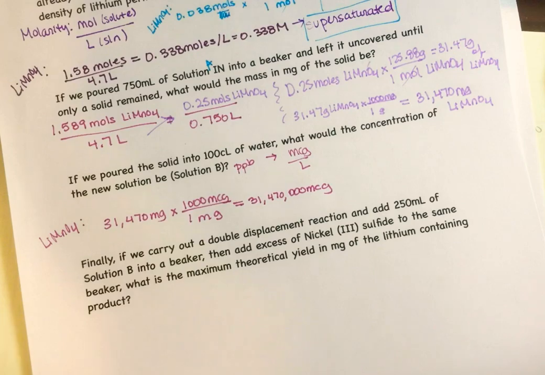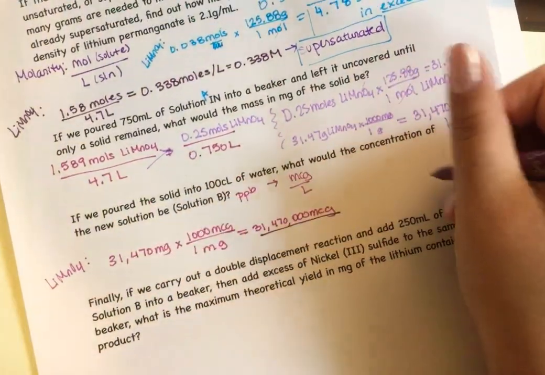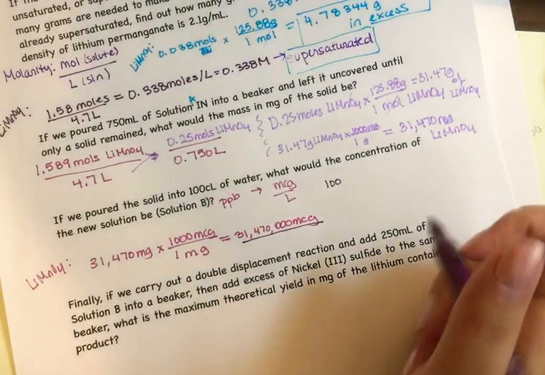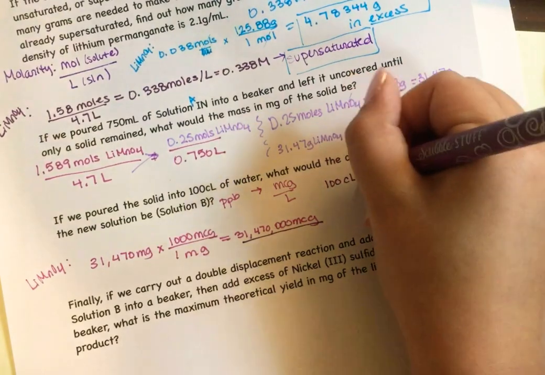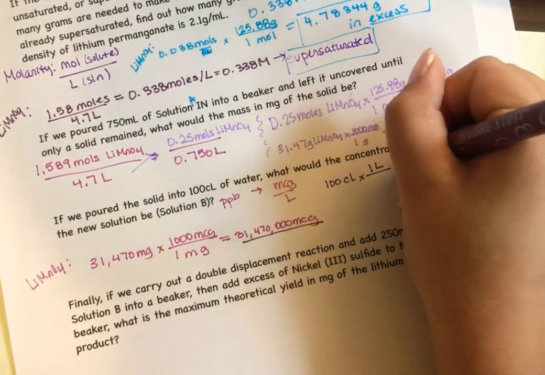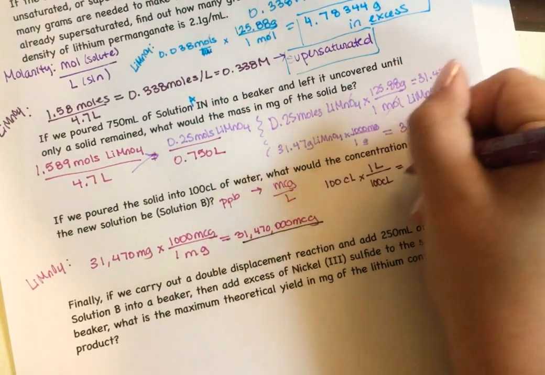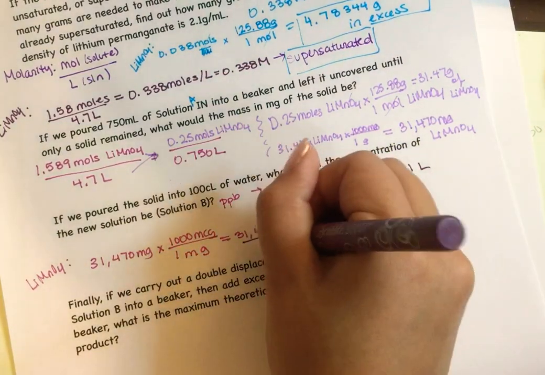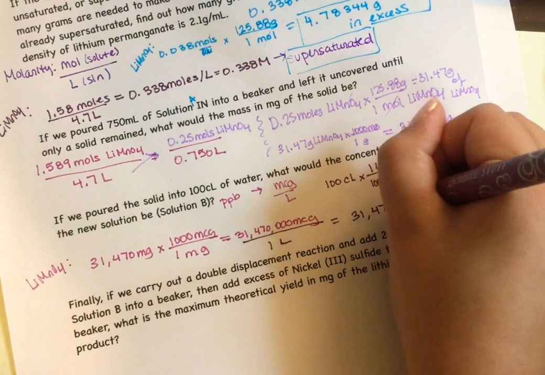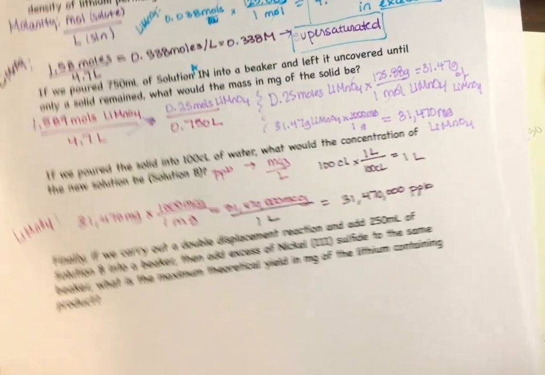31,470,000 micrograms. And then we'll divide it by a liter. So let's convert 100 deciliters into 1 liter. What would that be? Well, 100 deciliters times, we want deciliters on the bottom, 1 liter on top. There are 10 deciliters in a liter, so it's just 1 liter. Divide that by that, and then you get 31,470,000 parts per billion, which is the same thing as micrograms per liter.